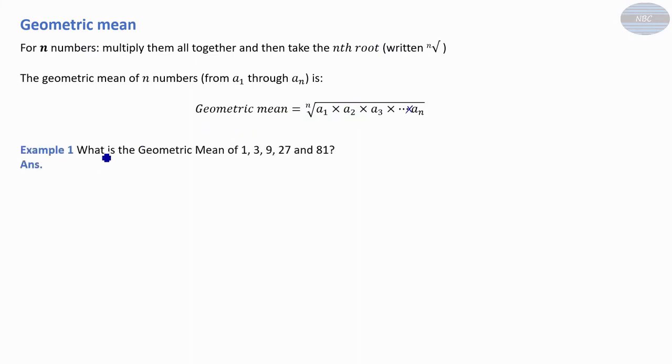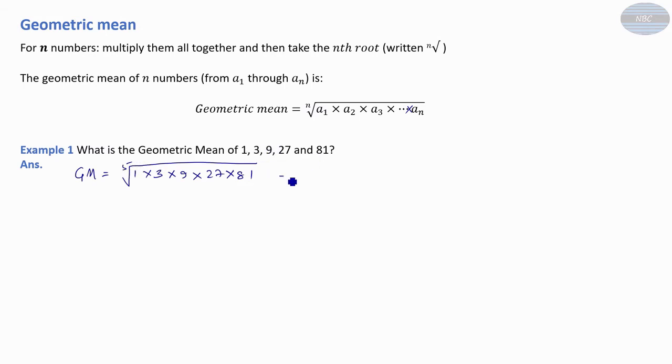Come to one example. What is the geometric mean of 1, 3, 9, 27, 81? There are 5 numbers. Let me write down geometric mean in short form, gm is equal to, we'll multiply 1 into 3 into 9 into 27 into 81, and we take the 5th root because there are 5 numbers.